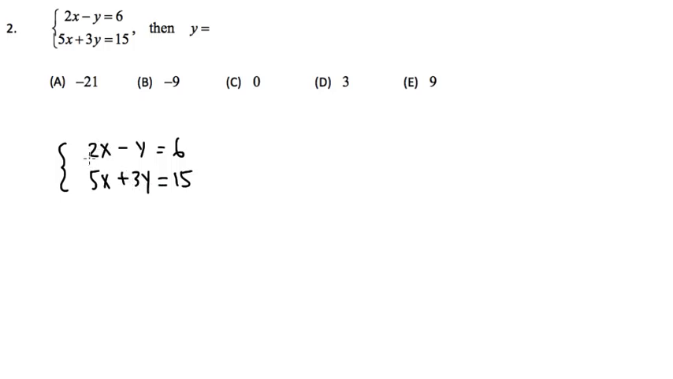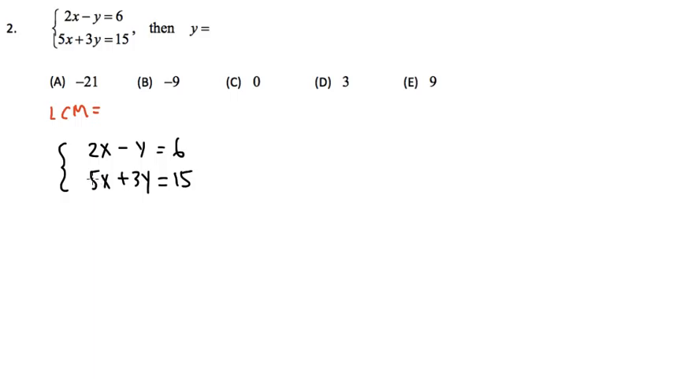So we are focusing on the 2x and the 5x, and the first thing that we have to do is think about how we can make these two numbers the same. The numbers in front of the x have to be the same, but with opposite signs, so that when you combine them, they'll cancel each other out. And to do that, we have to figure out the LCM, the lowest common multiple of 2 and 5.